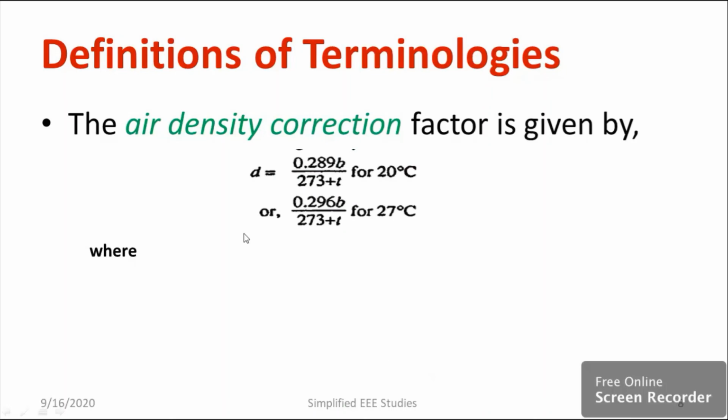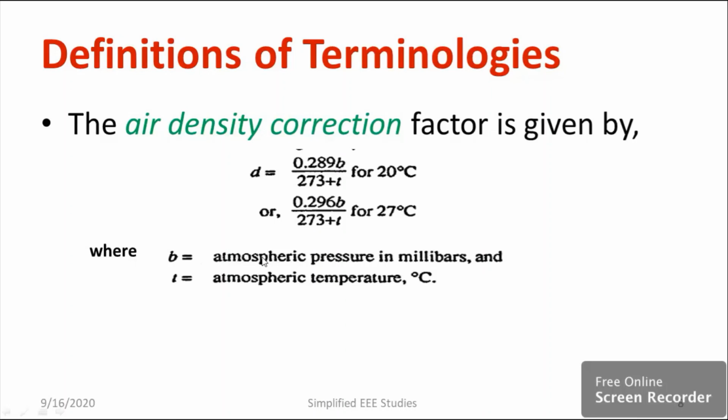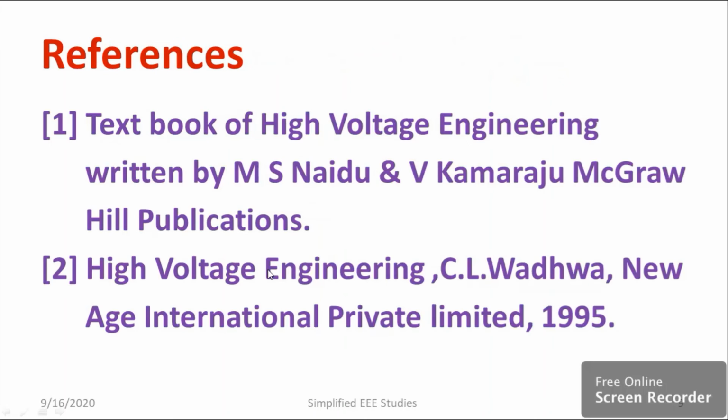You can calculate the air density correction factor by using the formula D = 0.289B / (273 + T) for 20 degrees Celsius. That is for the British standard. If I talk about the IS standard, you can calculate the air density correction factor as D = 0.296B / (273 + T). This is for 27 degrees Celsius. That means the IS standard. The first one is for the British standard, where B is the atmospheric pressure in millibars and T is the atmospheric temperature in degrees Celsius.